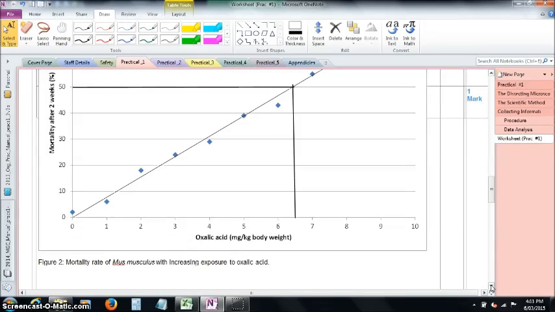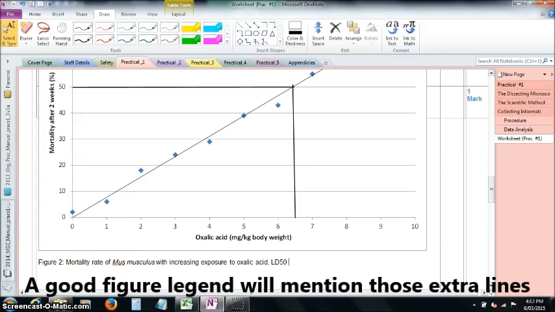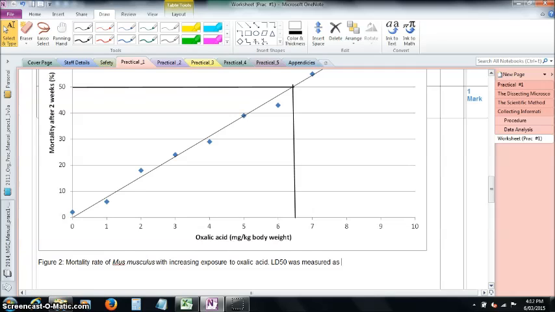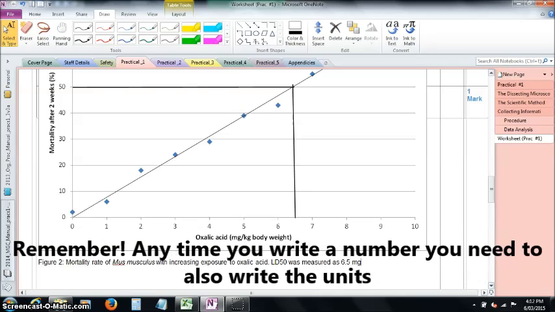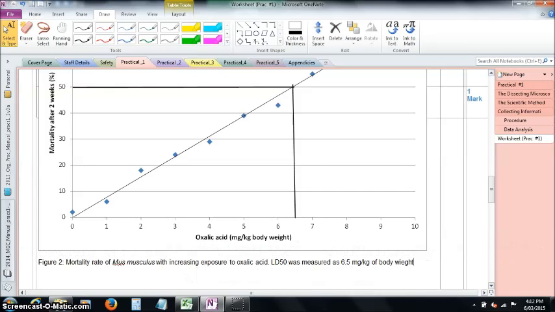In this case, oxalic acid is delivered as a dosage, so it's actually LD50. But that's important information because I'd want to know what those drawn lines are. So LD50, let's go with 6.5, and the units, milligrams per kilogram body weight. Must spell correctly. Okay, so that should help you put together the graph for your first practical.